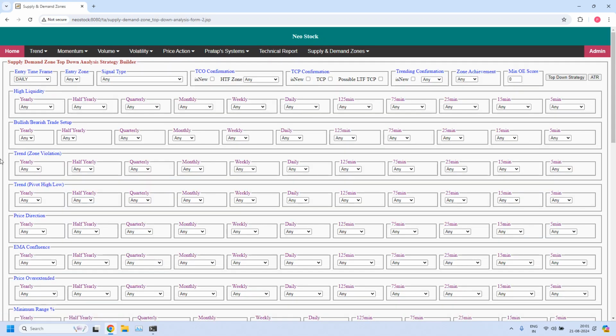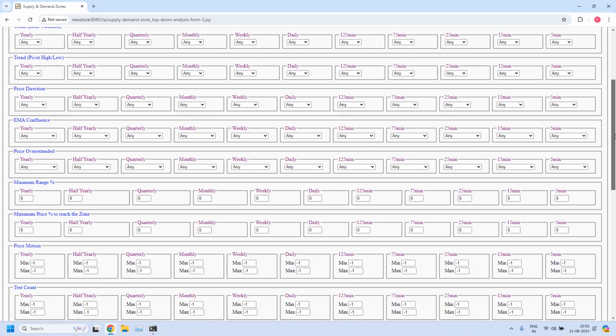Next, the bearish trade setup for daily income trade. Entry time frame is 15 minutes and the entry zone should be supply zone. And also in bullish or bearish trade setup, in 15 minutes time frame, I am selecting bearish, and this 15 minute supply zone should not be pierced.